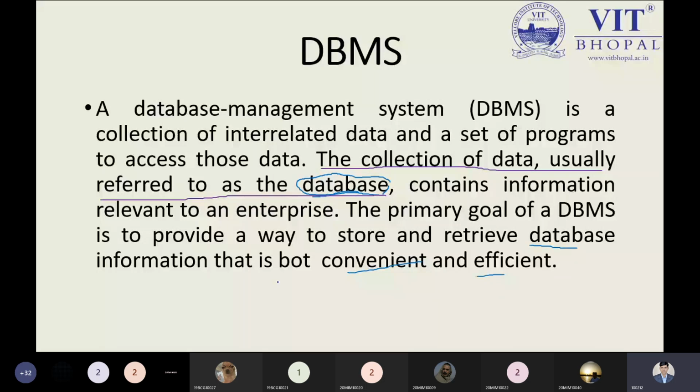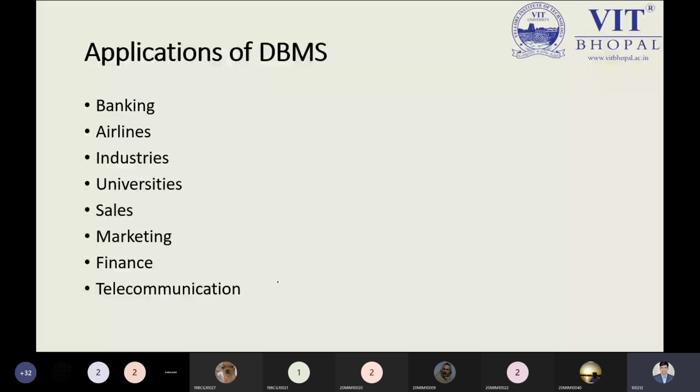That is the reason we have to study the database management system. Okay, so this slide is clear to all. Yes, sir. So, applications of the database management system. This again, I'm repeating to all my students: this is a theoretical portion.